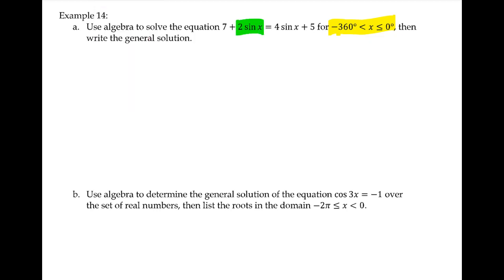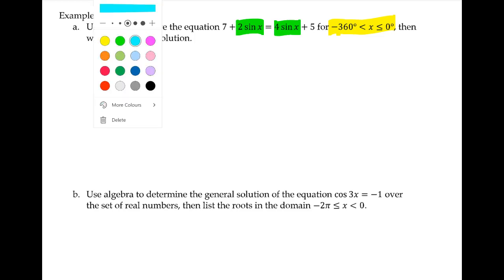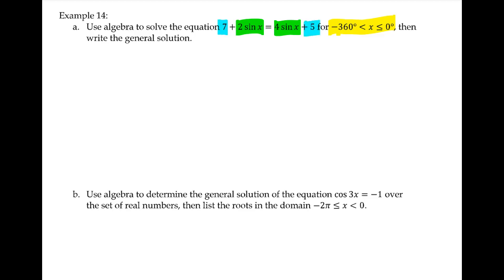Okay, so I'm going to collect my signs on one side of the equal sign, and I'm going to collect my constants on the other side. So I'm going to move the constants onto the left. So 7 minus 5 is 2. And I'm going to move 2 sine x over onto the right. So that's going to leave me with 2 sine x here. I'm going to isolate by dividing by 2 on both sides. And that leaves me with 1 equals sine x.